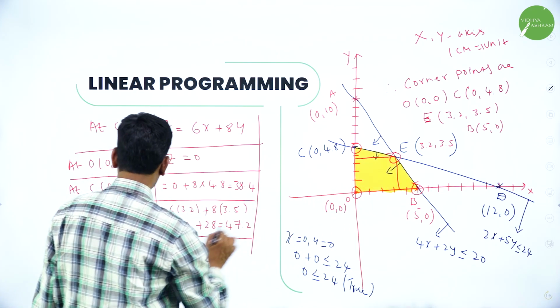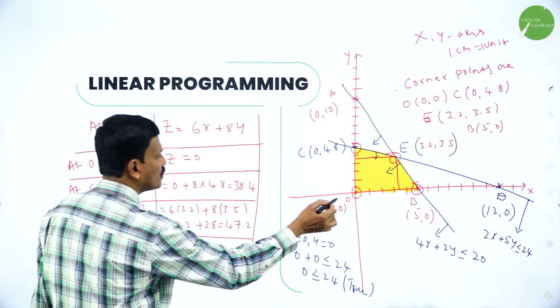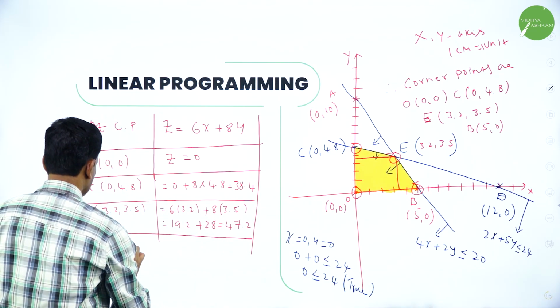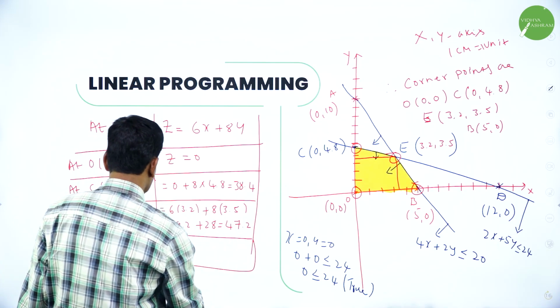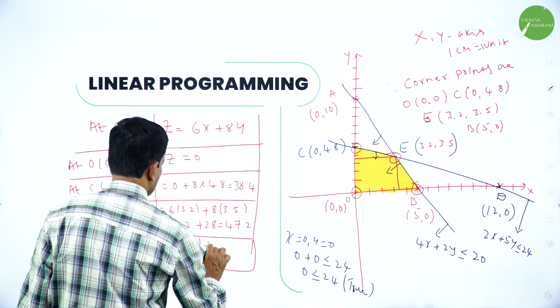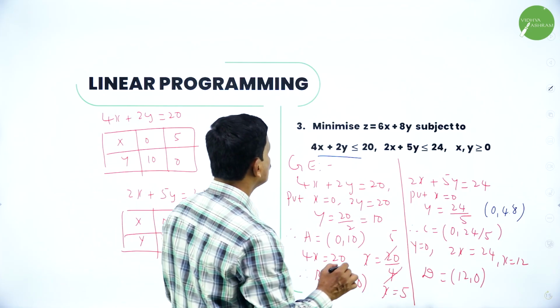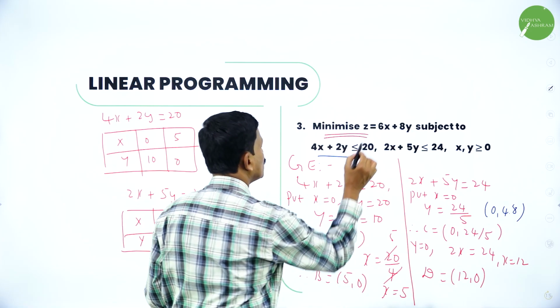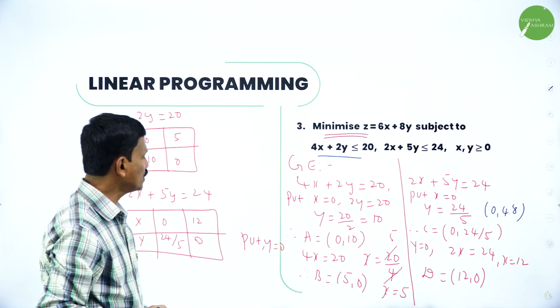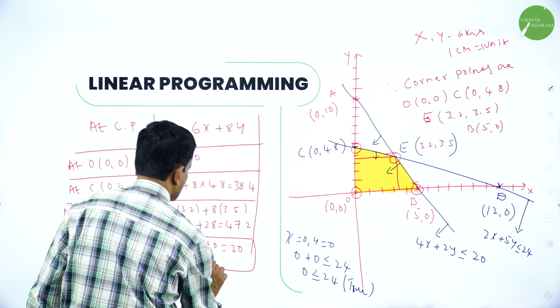And the last one at B. At B, what is B? We have (5, 0). This is 6 5s are 30 plus 0, that's equal to 30. Now, what is to find is, what is the objective function? Minimize. The minimum value is to be determined. What is the minimum value? So the minimum value is 30. This is the minimum value.